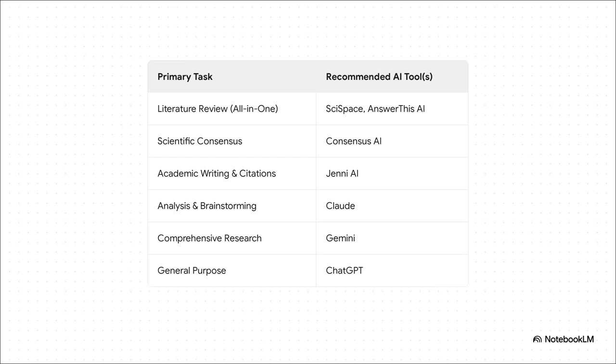For an all-in-one literature review, you're looking at SciSpace or Answer This AI. To figure out the scientific consensus on a subject, Consensus AI is your go-to. When it's time to actually write and handle citations, Jenni AI is your co-pilot. For that deep analysis and creative brainstorming, it's gotta be Claude. If you're building a whole research plan from zero, go with Gemini. And for a great general-purpose assistant, there's always ChatGPT.